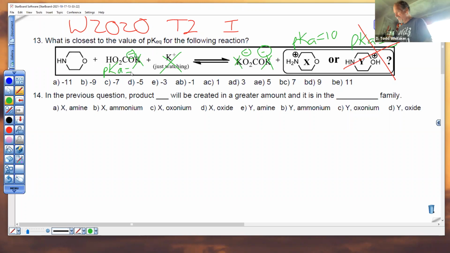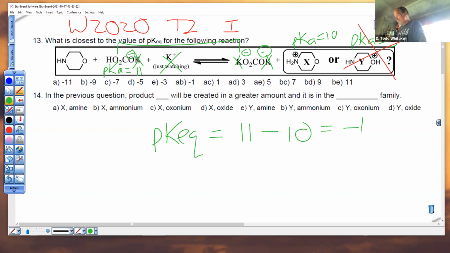This is the acid. First of all, do we agree in this pair, the one on the left is the acid? It's got the extra hydrogen, and that's 11 because it's bicarbonate, one we have to learn. And we're going pKeq. Left one is 11 minus the right one is 10, -1. Boom. And then in the previous question, product blank will be created in, that's product X.